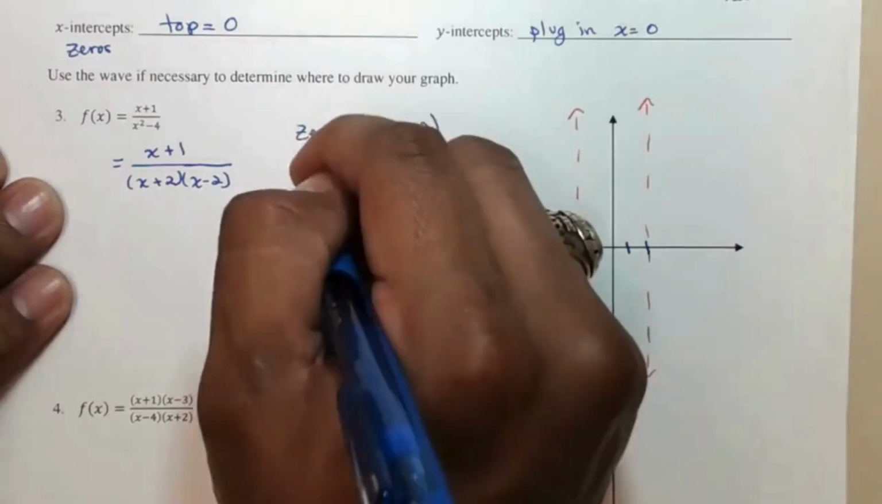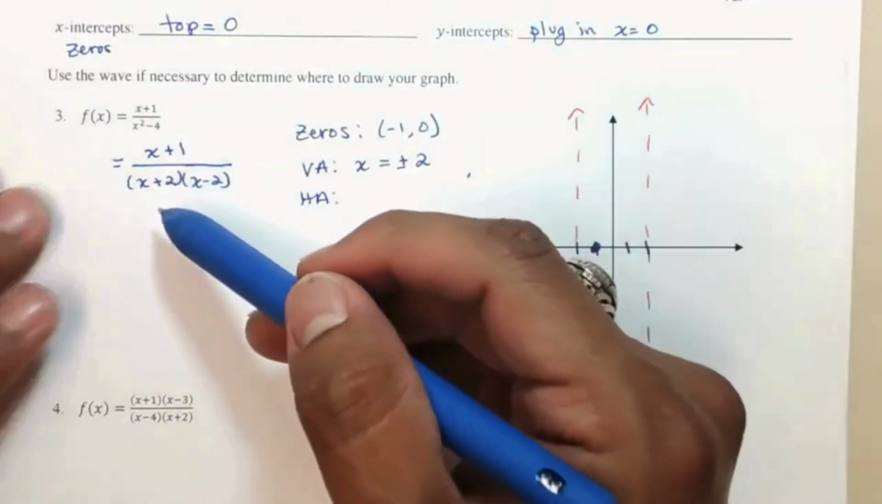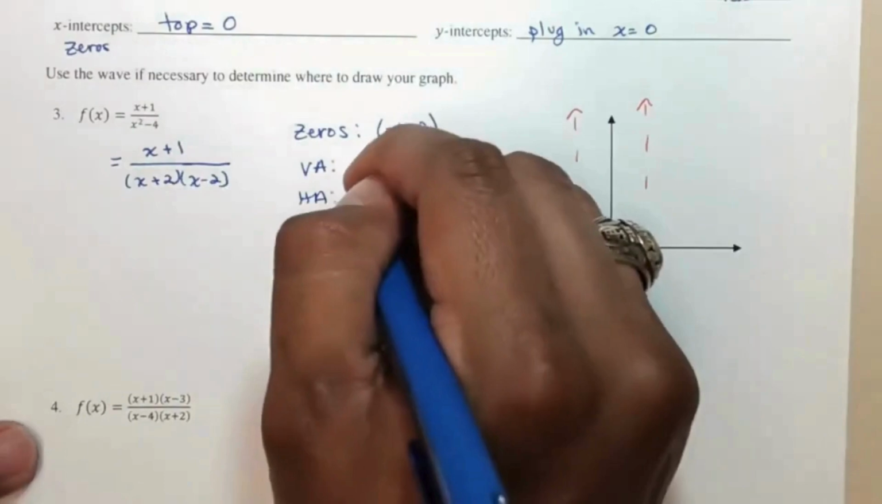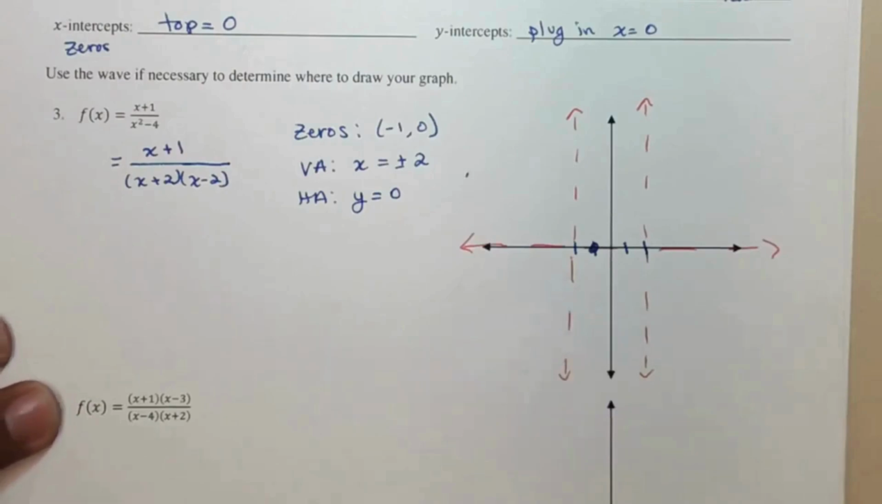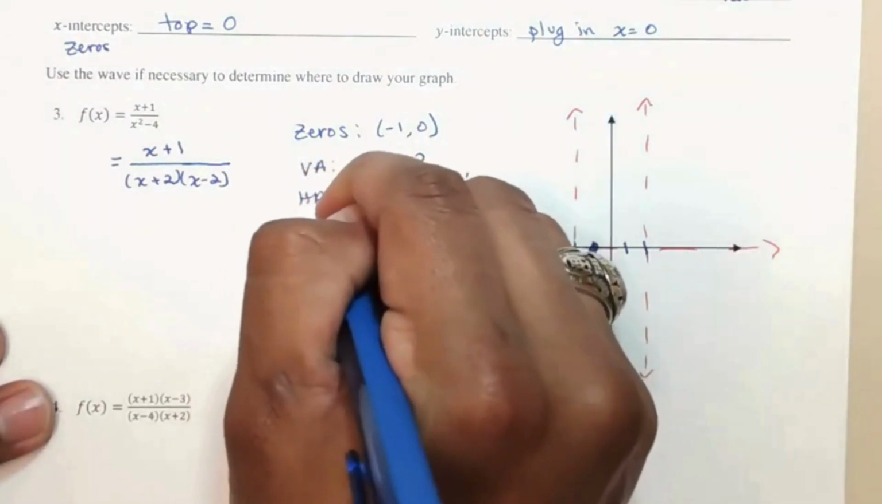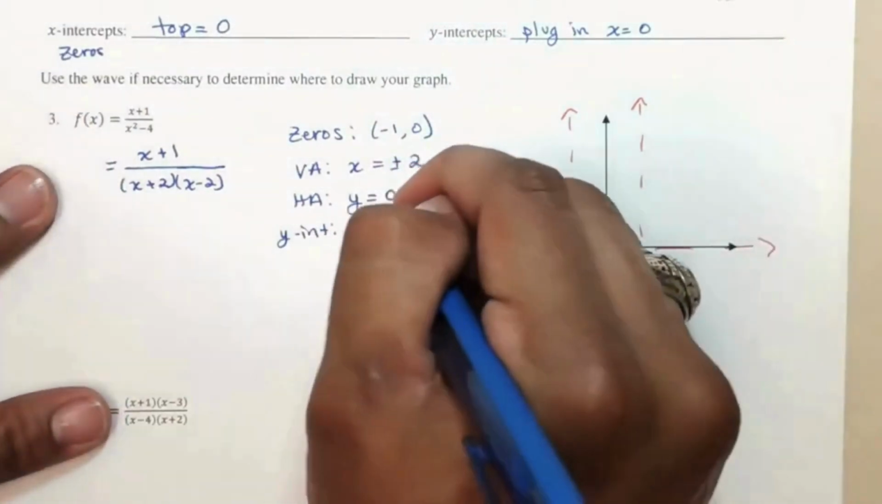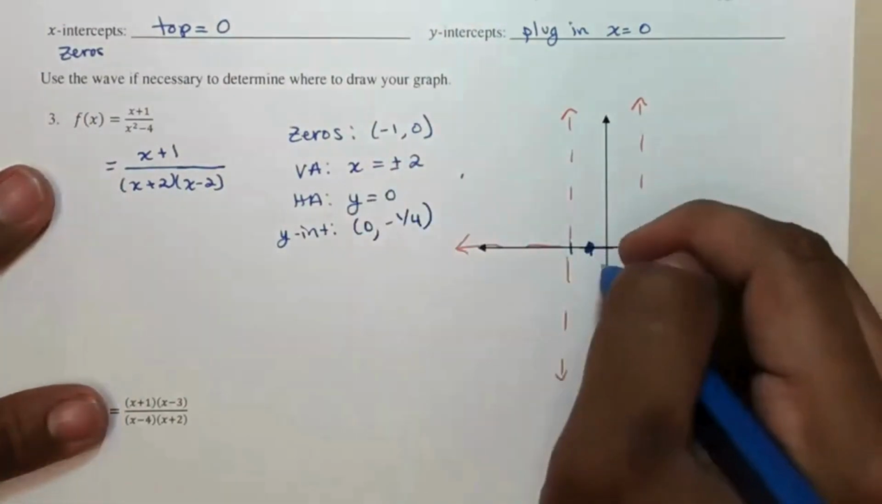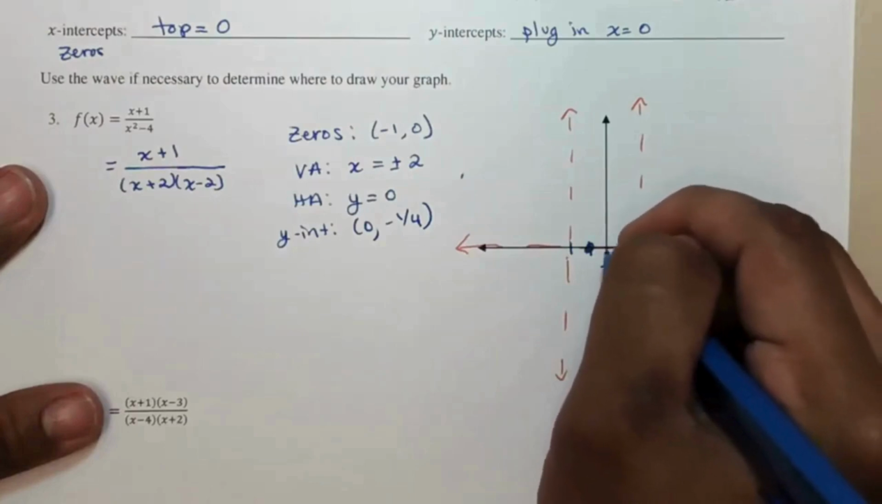Then I usually like to find my horizontal asymptotes next. The degree on the top is smaller than that on the bottom, so our horizontal asymptote is automatically at 0. As you can see, I'm going through each time and drawing what I have found. Then, what can I find next? Well, my y-intercept is plugging in 0 for every x that I see, and you end up getting negative 1/4. So if I say 1 is here, then negative 1/4 is about here.